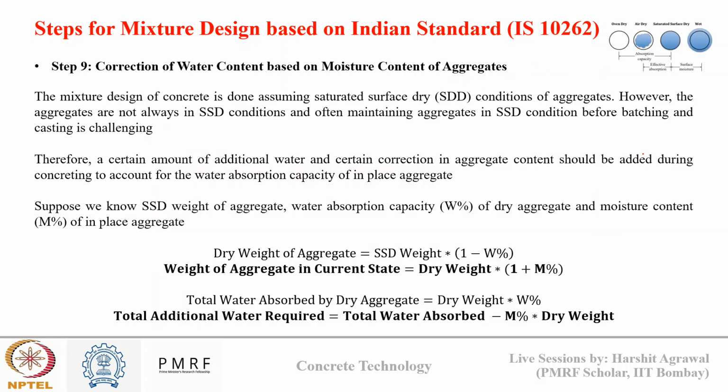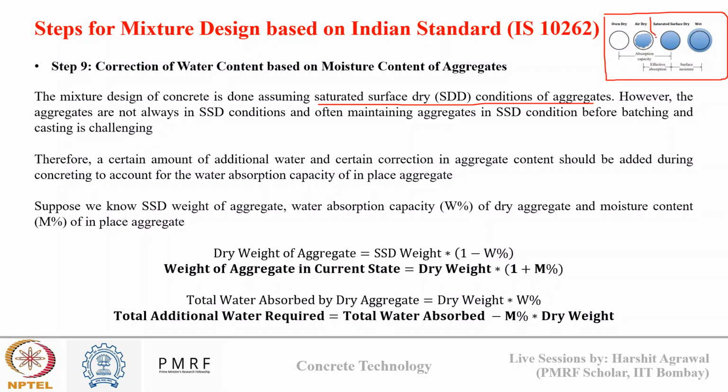And finally, after proportioning, the most important step is the correction of water content based on moisture content in aggregate. When we do the mixture design, we assume that we have saturated surface dry conditions of aggregate. You can see in this photo, there can be different types of aggregate. It can be oven dry, it can have some moisture inside, it can be completely saturated by moisture, or it can be oversaturated by moisture.